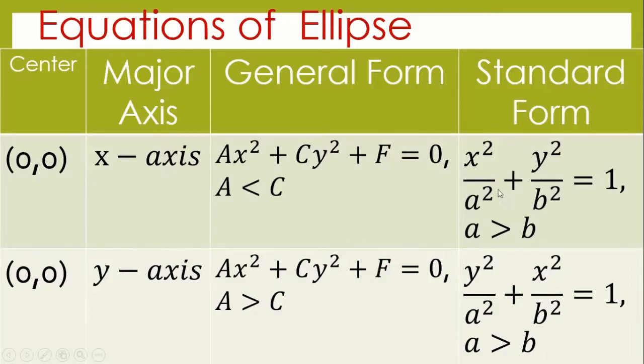So mapapansin nyo, if we're going to compare this standard form of the ellipse from this standard form, pareho lang, nag-interchange lang yung ating numerators, no? Yung y squared is the numerator here ng b squared natin, while this one, yung denominator ng y squared is a squared. Nag-interchange lang. So, pag ganitong equation, ang ellipse natin horizontal. Kapag ganitong equation, ang ating ellipse is vertical, nakatayo. Okay? Kasi ang kanyang major axis is on the y-axis.